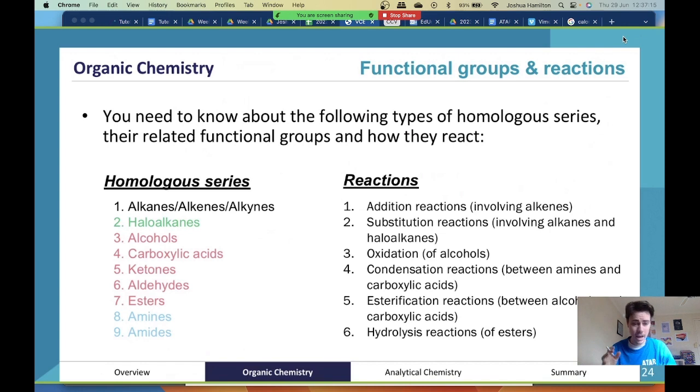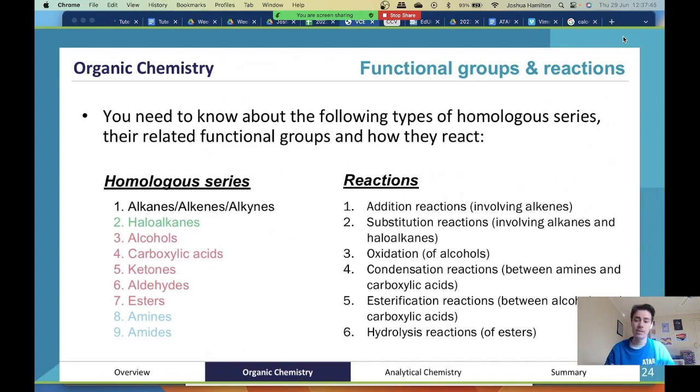The blue ones there, amines and amides, are slightly different. This is on the basis that you need to know how to identify them. You need to know how to identify them when they're named. So if you're given the name of the molecule, you need to know how to identify that it's an amine or an amide. You need to know the general structure of them. But if you're given a picture of one, and you can tell it's an amide or an amine, you don't need to know how to write out that molecule.